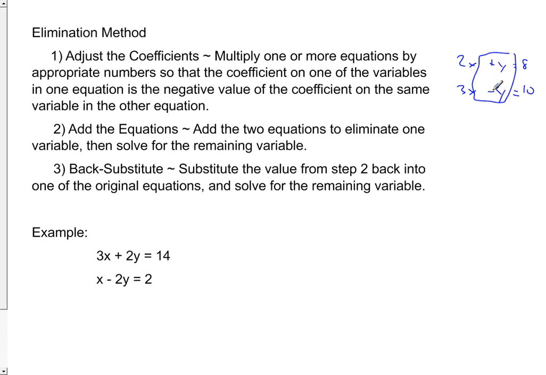If I don't have that, I need to multiply. Let's say if we look at the x term here, and I am looking to eliminate x, I would need to multiply the first equation by -3 and the second equation by +2, and that would give me -6x for the first equation and +6x for the second equation, so that I have opposite values.